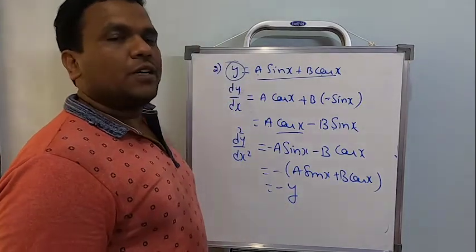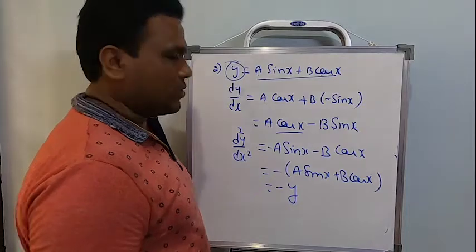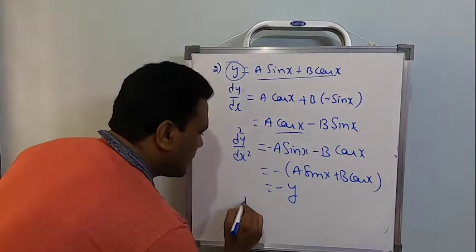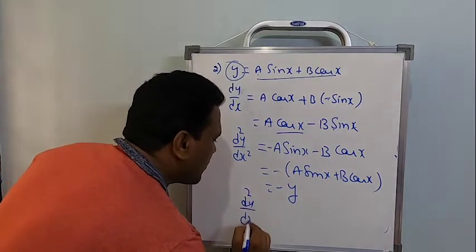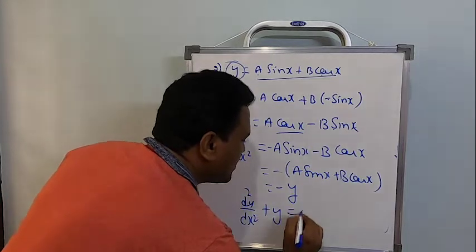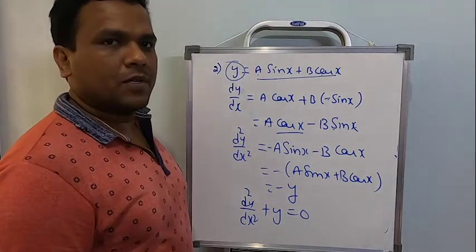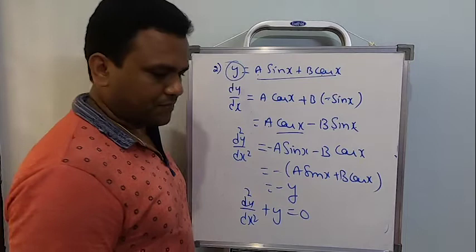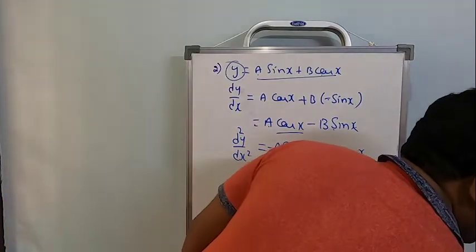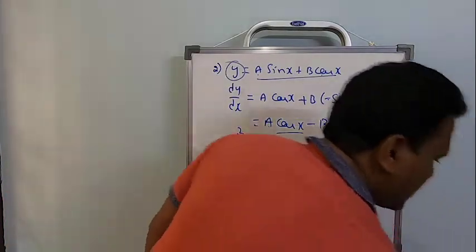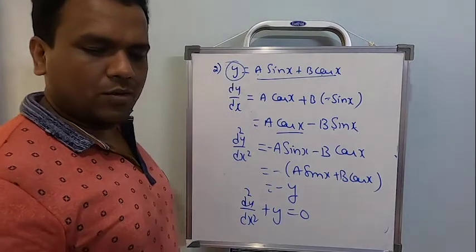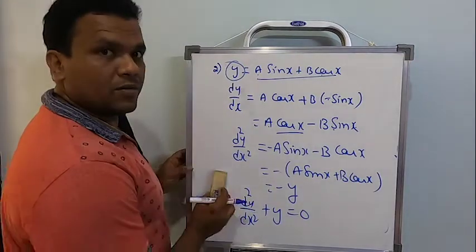So the right hand side simply can be written as minus y. But you have to show d square y by dx square plus y equal to 0. So shift this to left side. Therefore d square y by dx square plus y is equal to 0. It's quite easy. Okay student, now let's go to the next one. That's problem number 3.